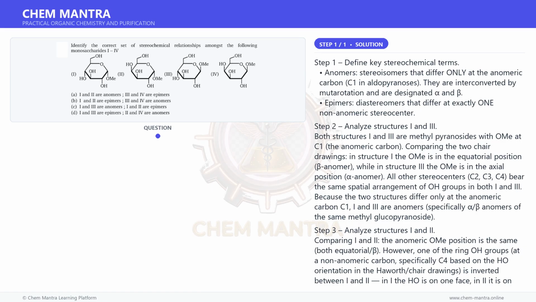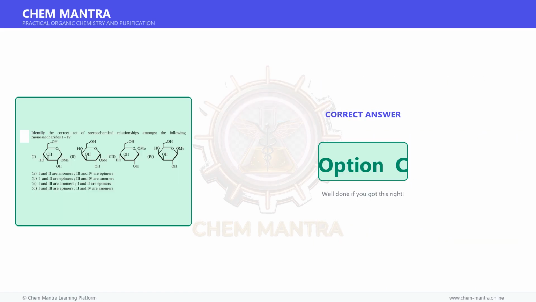D. Claims I and III are epimers, incorrect, they differ at the anomeric carbon, making them anomers, not epimers. Therefore, the correct answer is option C.